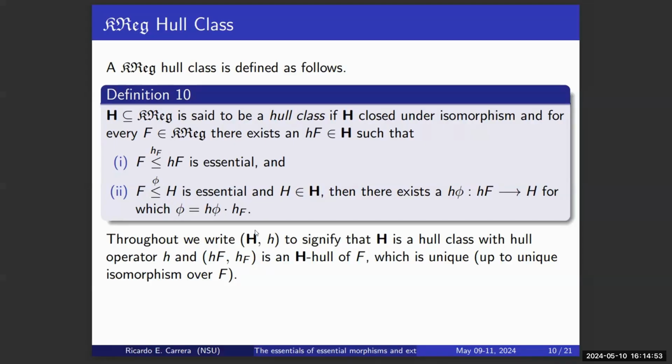Okay. So I'm just going to write boldface H, comma h, to signify that H is a Hall class and that the little h is the Hall operator. And if you do h of F, comma h subscript F, then this is what's going to be called an H Hall of F. In this definition, it's possible to have many H Halls, but you can show, by using the minimality provision and the epi feature of the essential maps, that in fact all the H Halls are unique up to isomorphism over F.